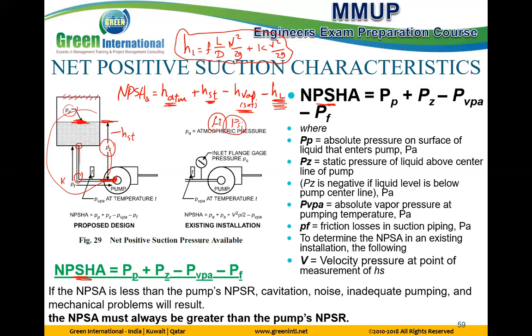So keep in mind, if it is only asking about the pipe, we should not write the K into V square by 2G component. Only if he is asking about the pipe, it means F into L by D into V square by 2G, according to the problem. But for net positive suction head, we have to write the complete equation. He doesn't mention what you need to calculate.